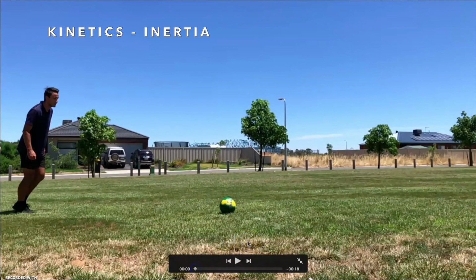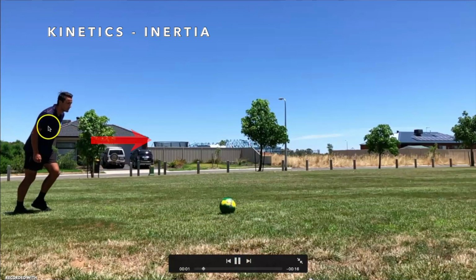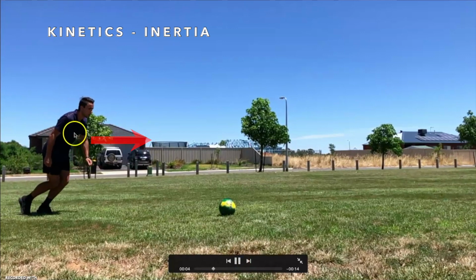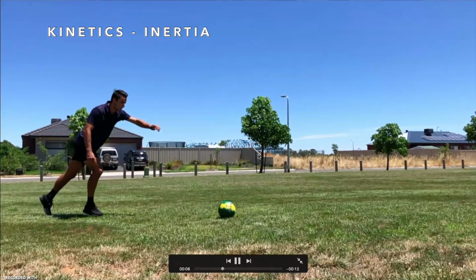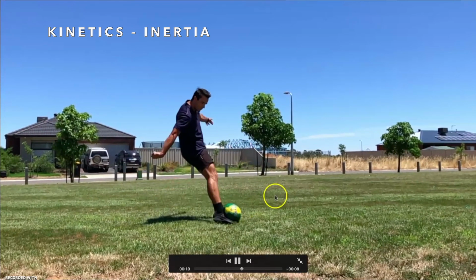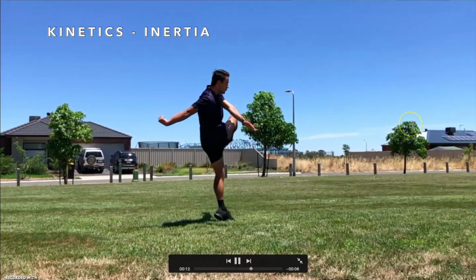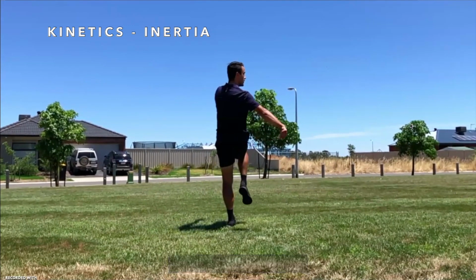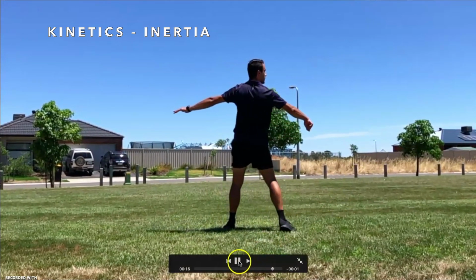So inertia teaches us that things want to stay the same. This ball wants to stay static as it is. Once I start moving, my body mass moves forward and my body wants to keep moving. Once the ball is kicked, that ball wants to continue moving, however it's slowed down by air resistance and gravity.